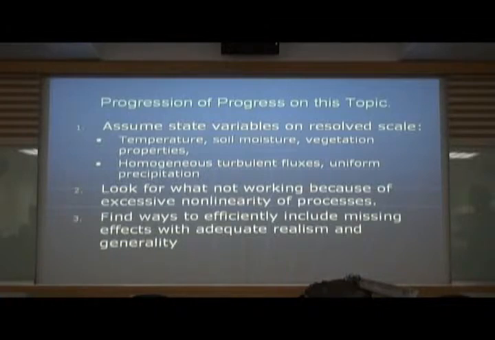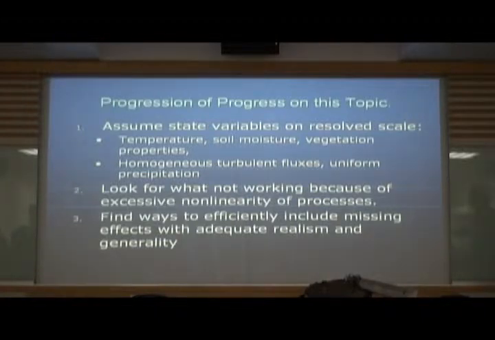Okay, so we sort of go back again and look at progress on the topic. And initially, the first thing you do, okay, one thing you don't do is to just look at the system and say it's so complicated we can't do anything, which is a very easy reaction. And so, to some extent, people who have made progress have had to have a certain amount of bravery. I don't know, bravery or ignorance, I'm not sure which, by realizing that you can make a lot of progress by ignoring a lot of the things that are complicated about nature. So we've assumed state variables on resolved scale, I've mentioned that.